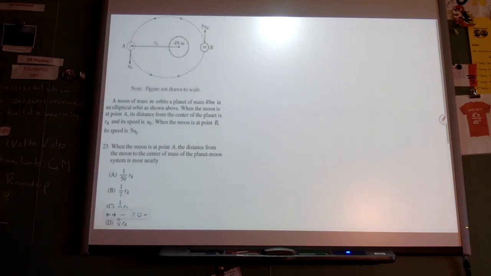A moon of mass m orbits a planet of mass 49m in an elliptical orbit as shown above. When the moon is at point A, its distance from the center of the planet is RA and its speed is v0. When the moon is at point B, its speed is 5 v0. When the moon is at point A, the distance from the moon to the center of mass of the planet-moon system is?